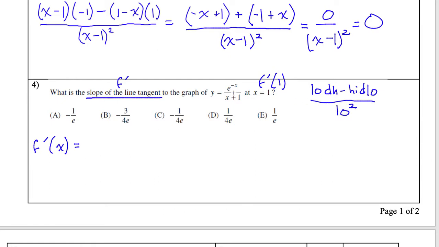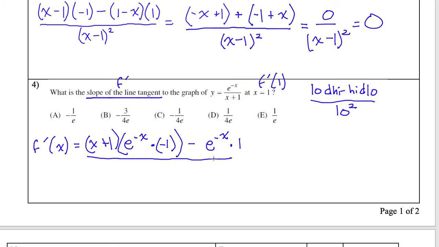All right, so our low is x plus 1, so x plus 1. D high, the derivative of the top is e to the negative x, so the derivative of e to the x is e to the x. But don't forget your inner. Multiply this by your inner. Inner is negative x, so the derivative of negative x is negative 1. So there's the derivative of high. I'm going to subtract high, which is e to the negative x, times the derivative of low. The derivative of the denominator is just 1. All of this is going to be divided by low, x plus 1 quantity squared.